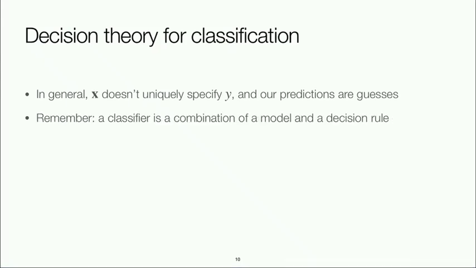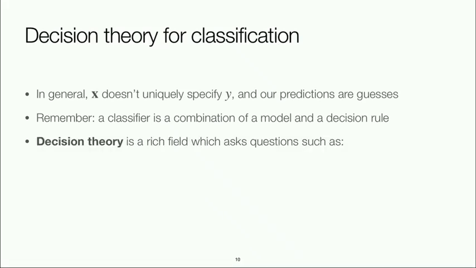Well, we've already talked about this concept of a classifier as being a combination of a model, something that takes in an input and then outputs some kind of distribution or some scores, and then we combine that with an actual decision rule, which takes the output of the model and turns that into a discrete prediction. And the rule could be something as simple as predict whichever class has the highest predicted probability. It's usually something as simple as that. But decision theory actually is a very rich field, which asks questions such as the following.